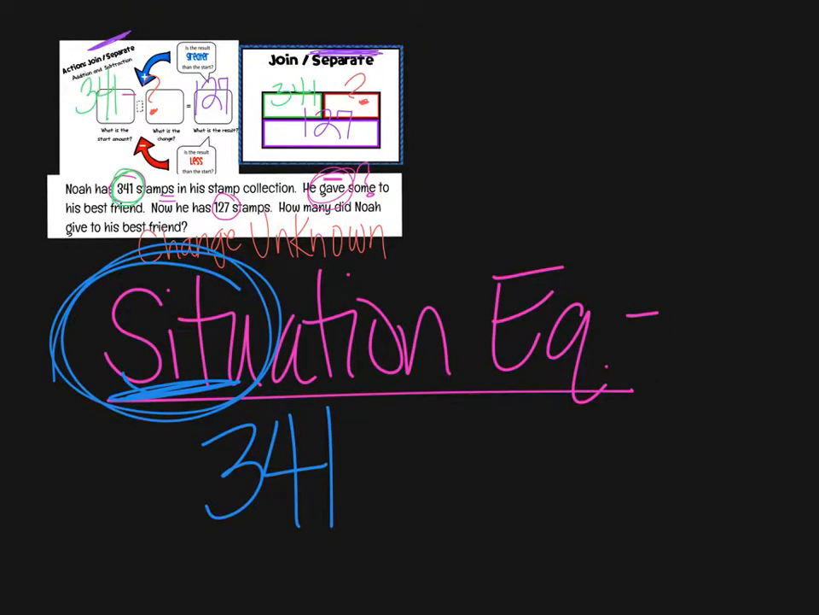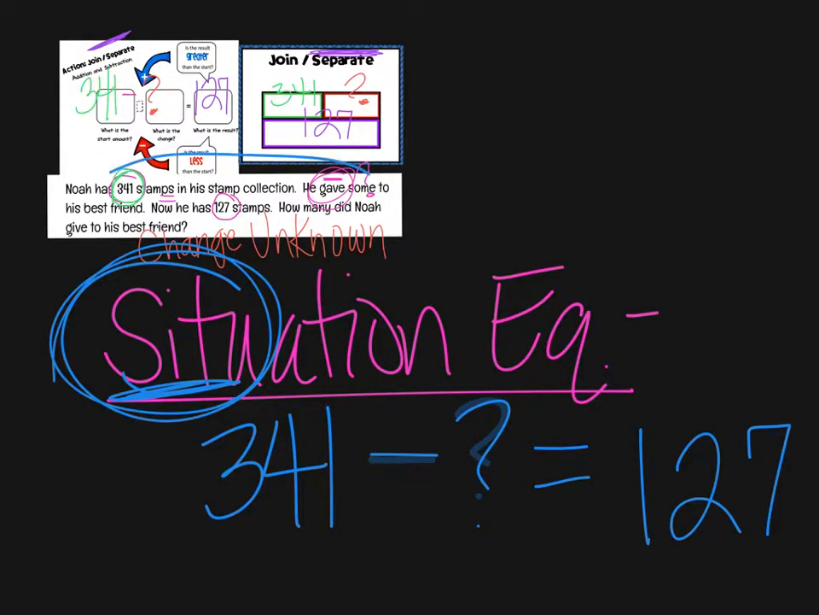I have 341. Then it says he gave minus question mark equals 127. So I took exactly what it said in my word problem, number minus question mark equals number. So my situation equation is 341 minus question mark equals 127.